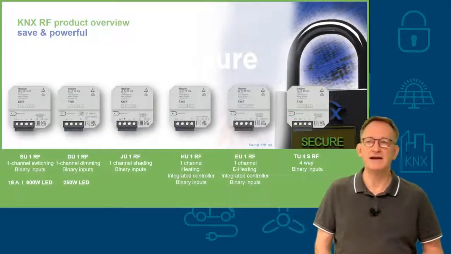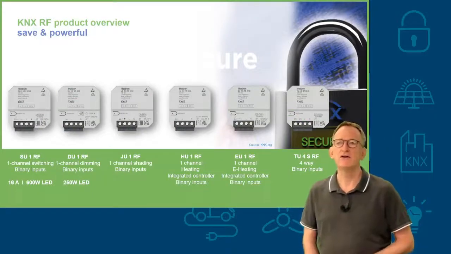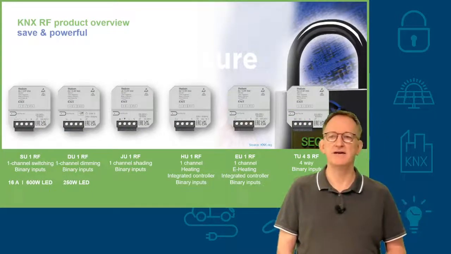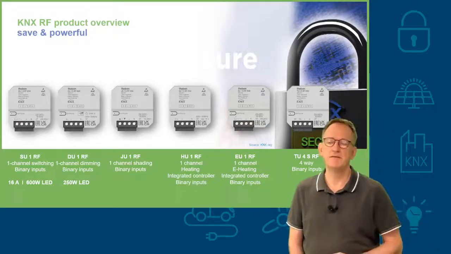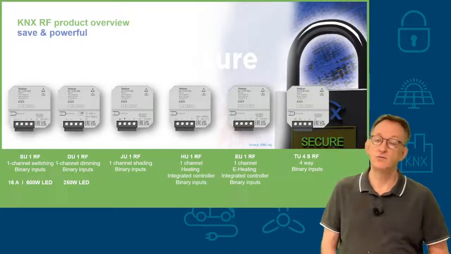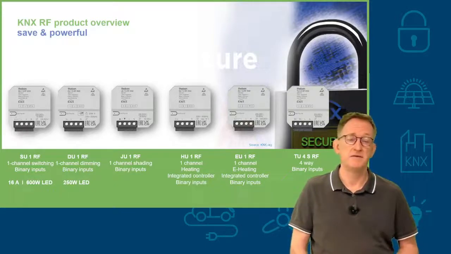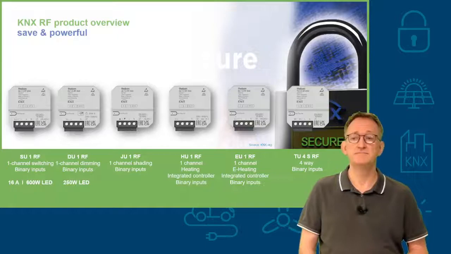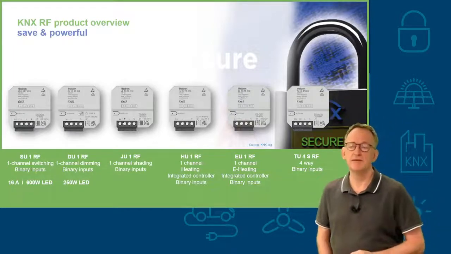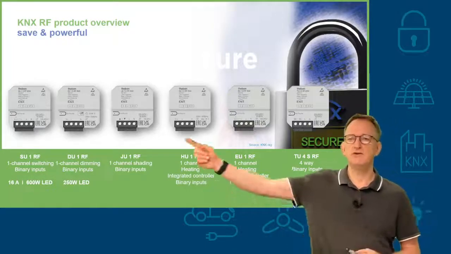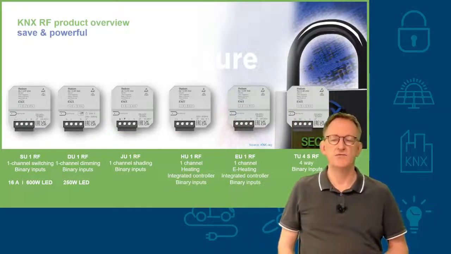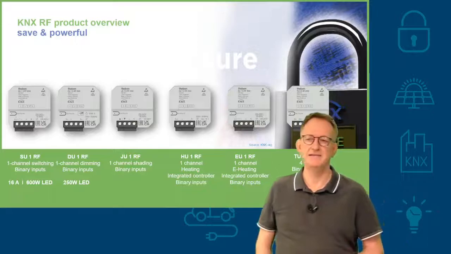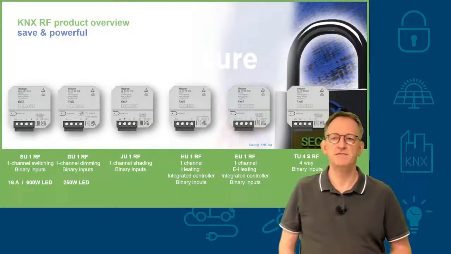What kind of devices do we have right now for KNX RF? On the very left side, we have the switching actuator, which is designed to handle a high LED load. We have a dimming actuator, which you can see over there, also ideal for dimming of LEDs up to 250 watts.